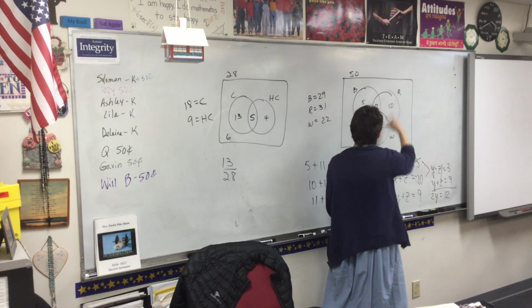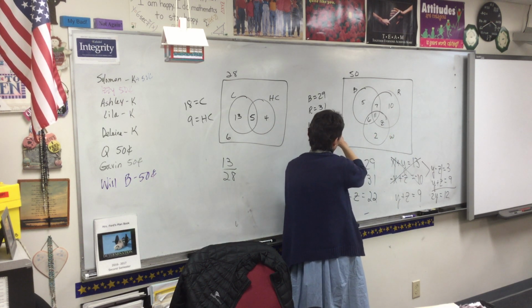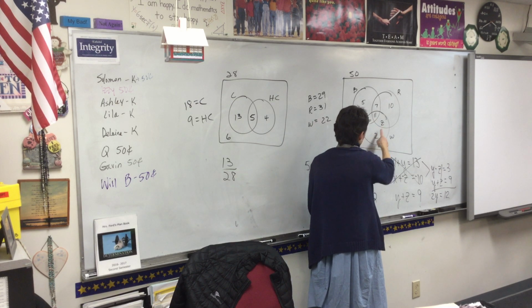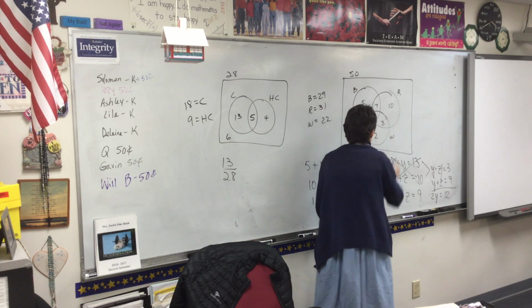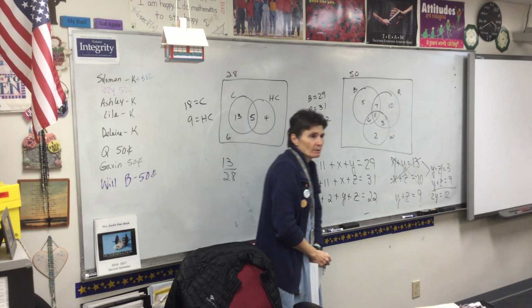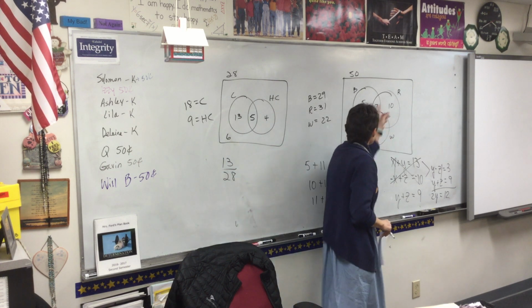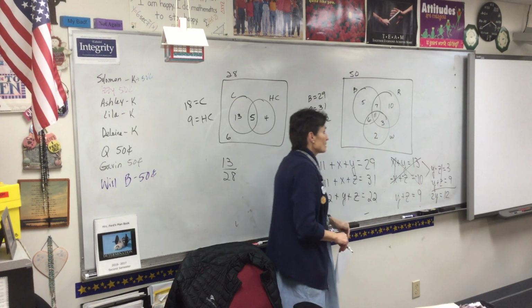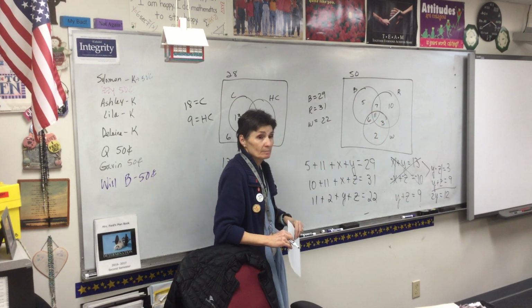And then, like the whole W circle has to be 22. How much do I have already? 19, so that's got to be 3. And it's kind of a little check. This one's supposed to add up to 31, does it? Yeah. So there's your Venn diagram, completed.